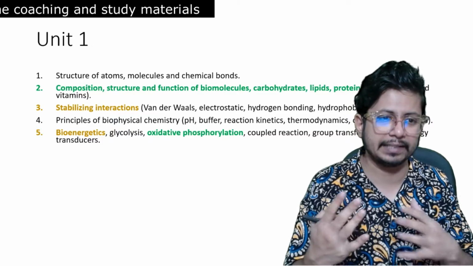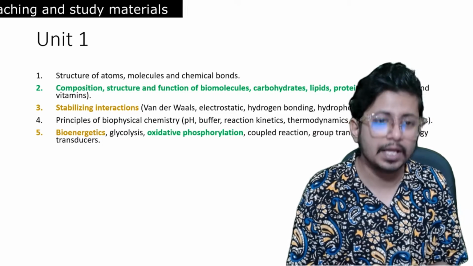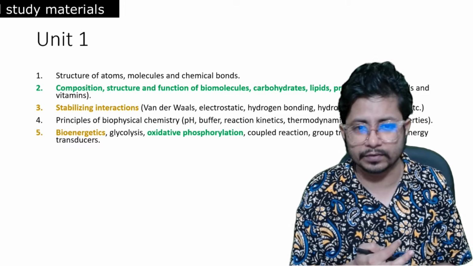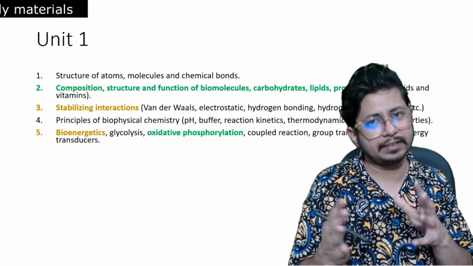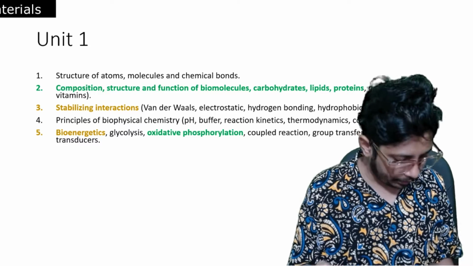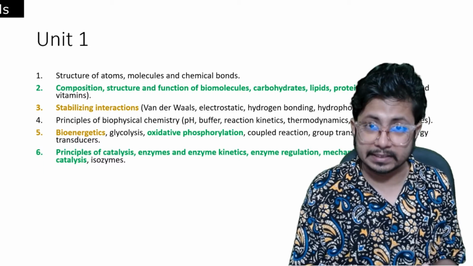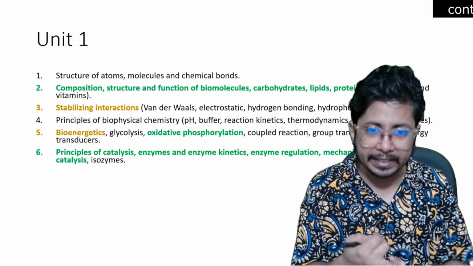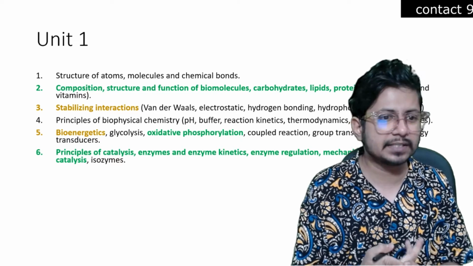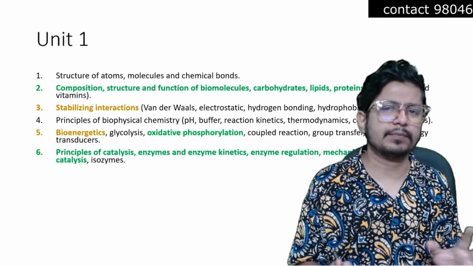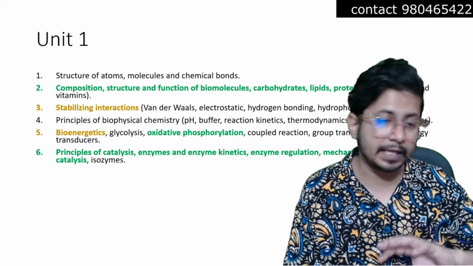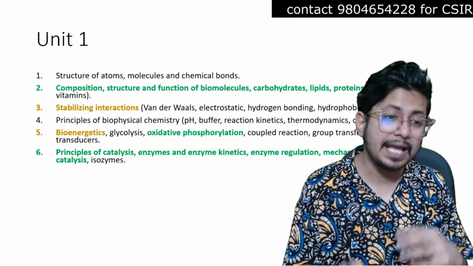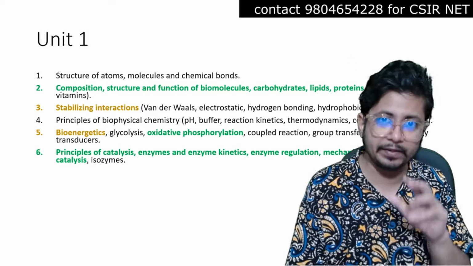Bioenergetics is important, that is the delta G, which gives free energy changes. Here we have parts of metabolism, glycolysis and oxidative phosphorylation, and oxidative phosphorylation is very important. Next is the principle of catalysis, the enzyme part of biochemistry: enzyme kinetics, enzyme regulation, mechanism of enzyme catalysis, isozymes. Anything related to enzymes is important apart from the isozymes. Particularly enzyme inhibition and the principle of catalysis are very important.